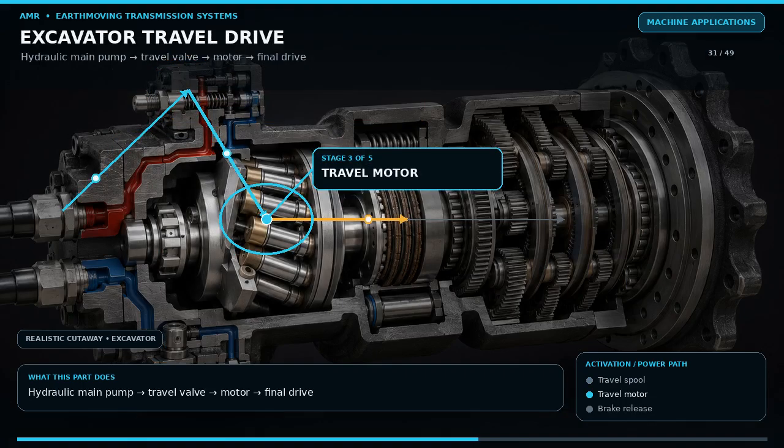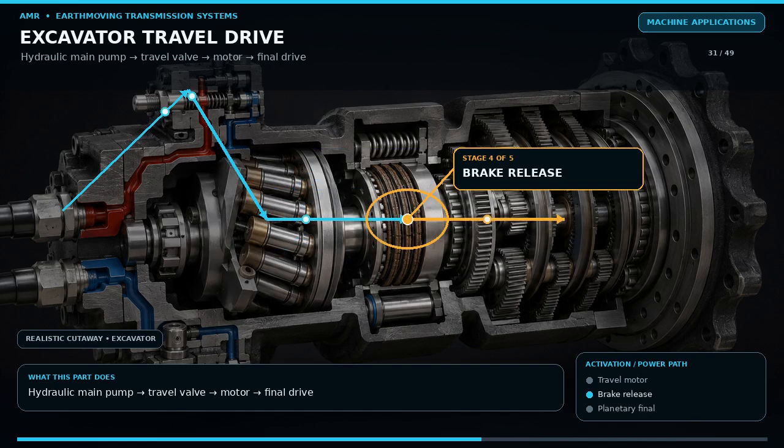The travel motor commonly includes a spring-applied, hydraulically released parking brake. Pilot or loop pressure releases the brake before rotation. A two-speed piston changes motor displacement. High displacement gives lower speed and greater torque. Low displacement gives higher speed and less torque. Automatic travel speed logic may shift back to high torque when pressure rises.